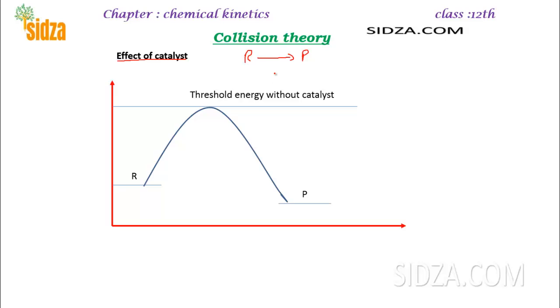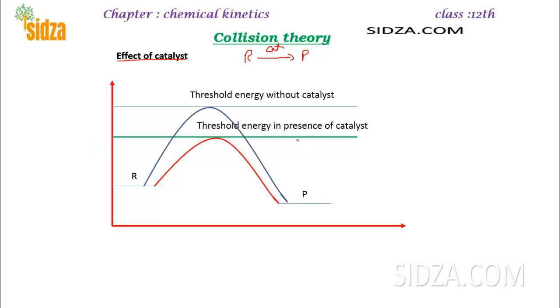So suppose when the reactants convert into products, in absence of the catalyst, this is the threshold energy, and when you add a catalyst in the same reaction, what happens now? Due to the catalyst, the reaction can occur through a different path, meaning its threshold energy will change. The threshold energy actually decreases. Catalyst actually decreases the threshold energy, right? Now this is the threshold energy in presence of a catalyst.